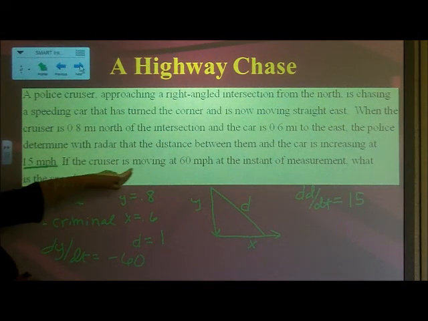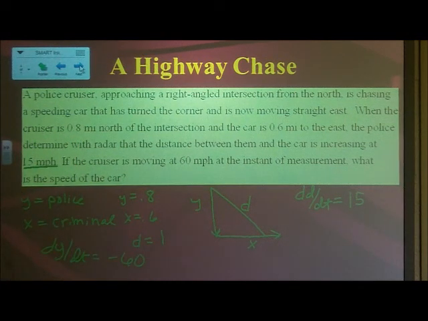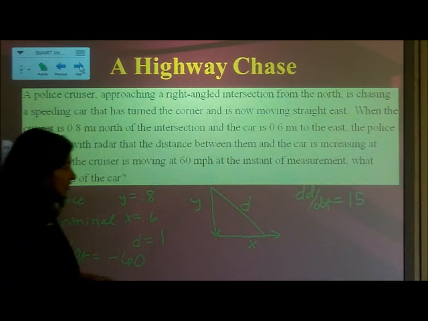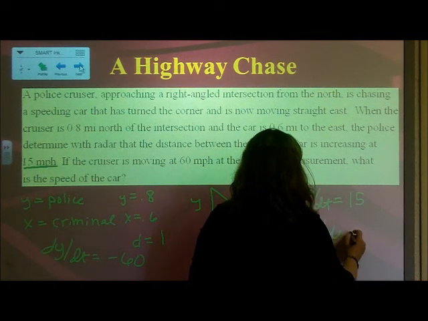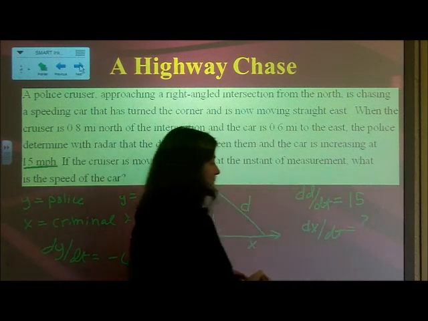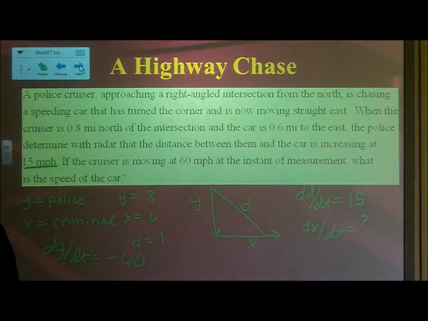They give you that. The cruiser's moving at 60 miles per hour towards the intersection. Do we have a dx? What are we looking for? The speed of the car. dx/dt, that's what we're solving for. dx/dt equals question mark. And that's how you want to start your problem. That's the hardest part. This was step one: drawing the picture and labeling our information.